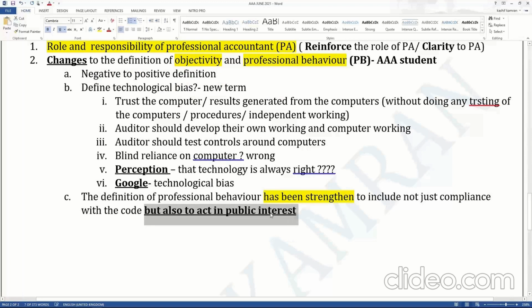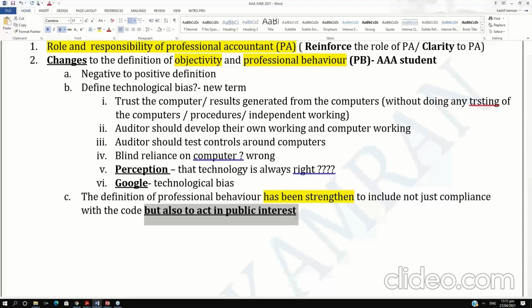So as a professional accountant, your responsibility is not just to comply with the code of conduct, your responsibility also is to work in the public interest, because the public relies on the work of the professional accountant. The public relies on the work of an auditor even. So more and more stakeholders, more and more sections of the public, and more third parties are increasingly relying on the work of auditors. Am I right?